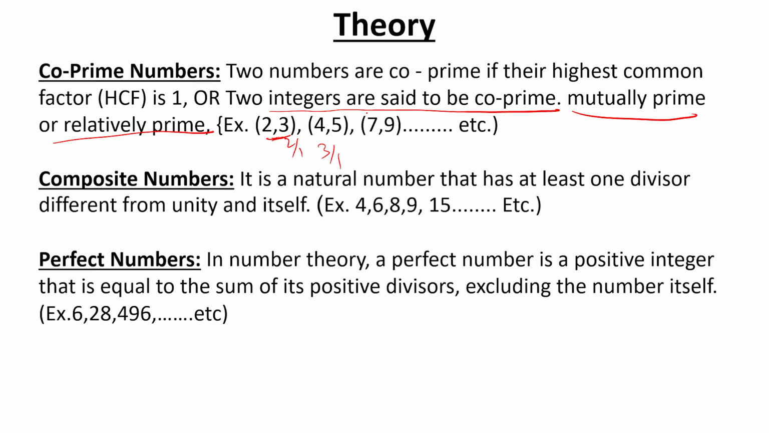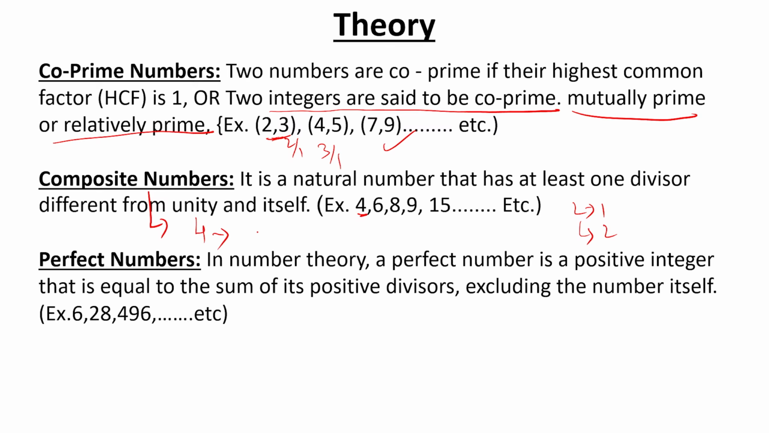Composite numbers. A composite number is a natural number that has at least one divisor different from unity and itself. Since we all know a prime number has two divisors, unity and itself, like 2. 2 can be divided by 1 and can be divided by 2. So it has two divisors only, that is nothing but unity and itself. And when it comes to composite numbers, let's take 4.